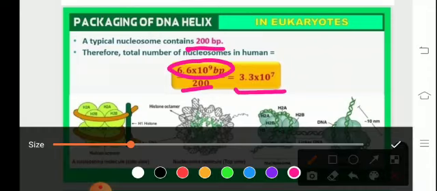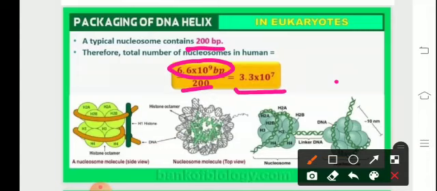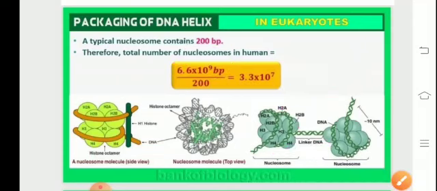So here in the diagrammatic representation, we can see the histone octamer formed by the combination of H2A, H2B, H3 and H4 histones, and there is a linker DNA which is attaching the two nucleosomes together. The size is 10 to 11 nanometer, and it has to be condensed further to form a size of 30 nanometer.